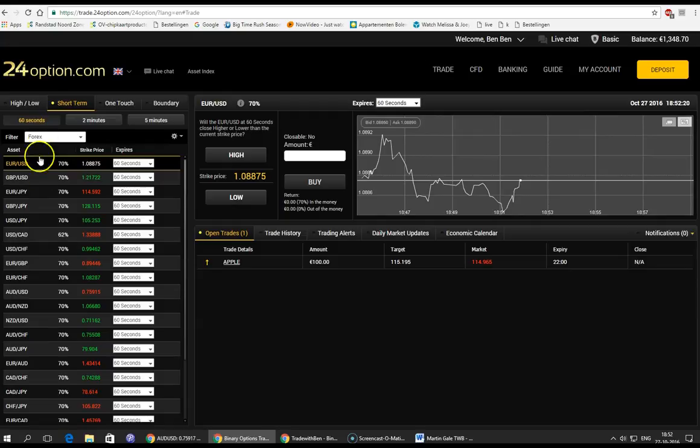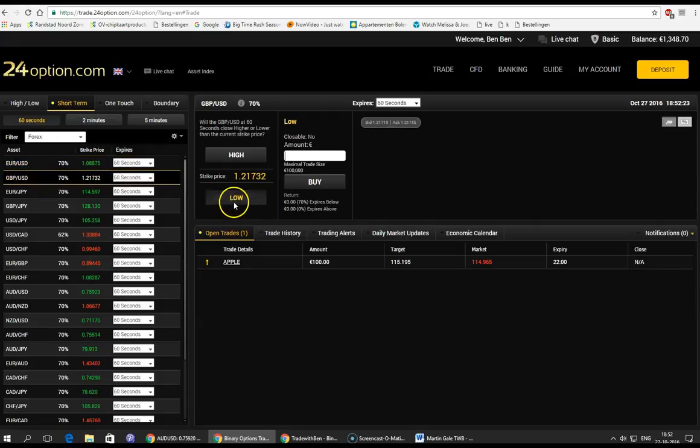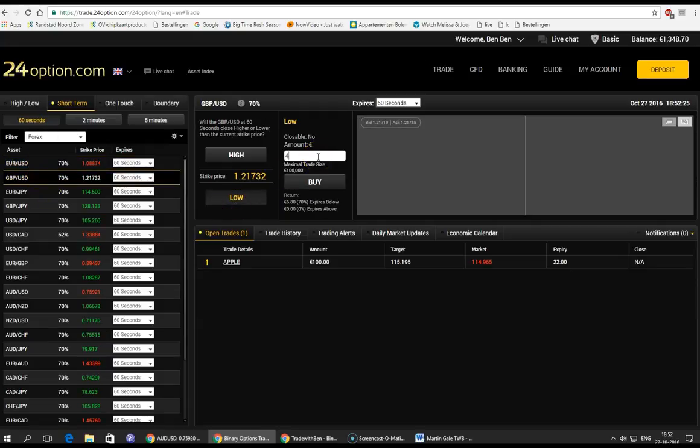So GBP US dollar is starting an uptrend right now. Let's just keep on looking what's going to happen. Will it continue the trend, or will it go down?